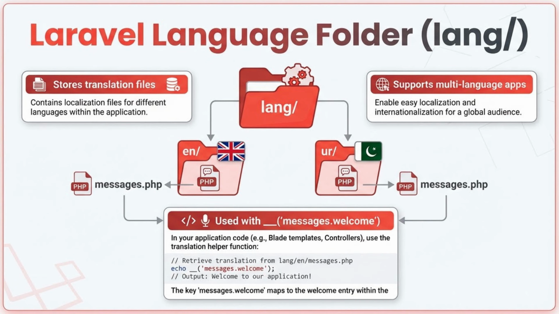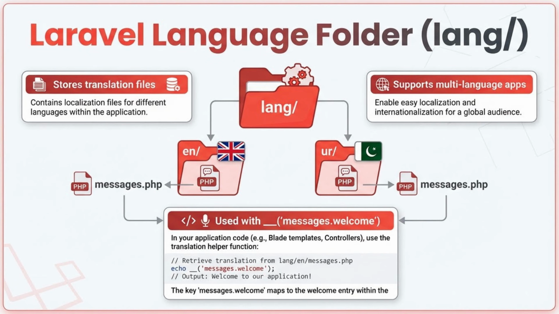And inside each of these folders, you'll typically find files like messages.php. These files contain key value pairs, where the key represents a message identifier and the value is the translated text. Instead of hard-coding sentences directly into your Blade templates or controllers, you refer to them using translation keys. Laravel then automatically picks the correct language version based on the application's active locale.